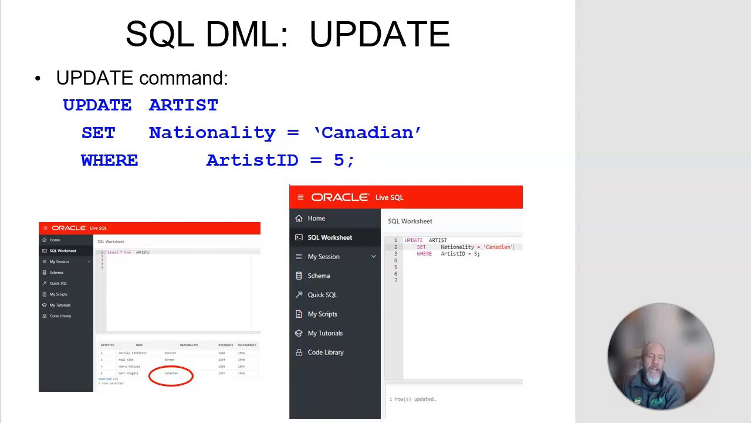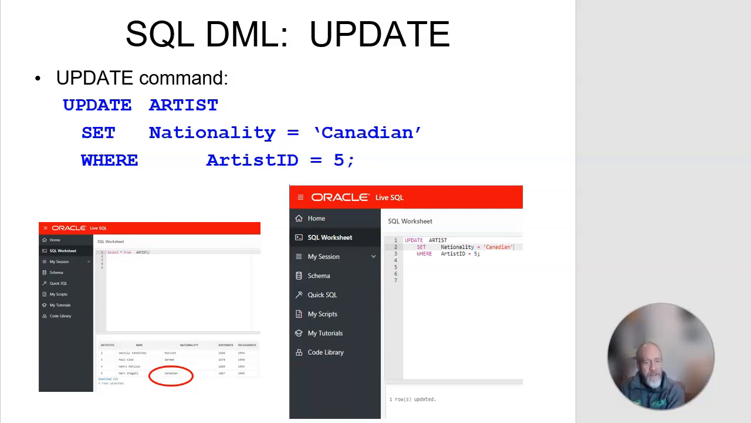Now, this is update. Update should actually make sense. I want to update the artist table. I want to change the nationality of one of my artists to Canadian, and the artist ID is 5. How would I do that? Update artist, set the column equal to the value I want for it, where artist ID, where I identify the row where I want to do it. If I left off that where clause, everybody just became Canadian, eh? So Bob and Doug would be proud. Okay, but be careful.